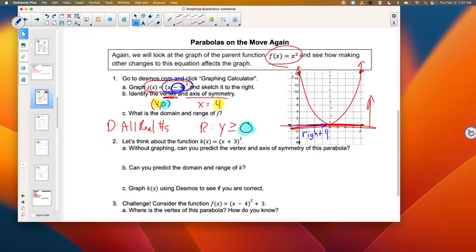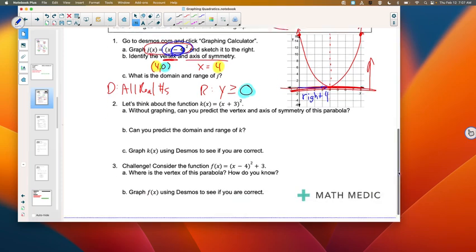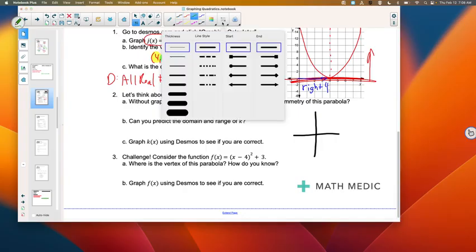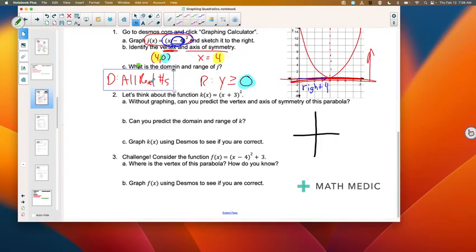Okay? So for number 2, let's think about this one. Think about this function x plus 3 squared. Without graphing, can you predict the vertex and axis of symmetry? Well, without graphing definitely doesn't mean using the graphing calculator, okay? You have to at least think about this, okay?